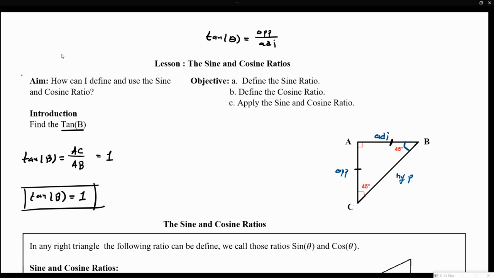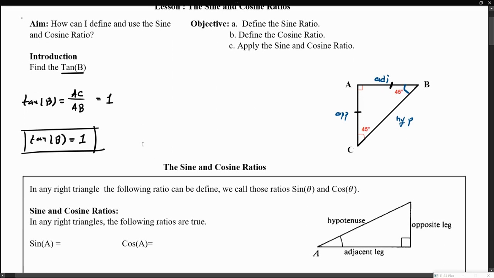This will always be a statement that we can use whenever we want to find the tangent of either B or C in a 45-45-90 triangle. With that same statement, the tangent of C will also be equivalent to just 1. So this was just a quick refresher of what we discussed previously.